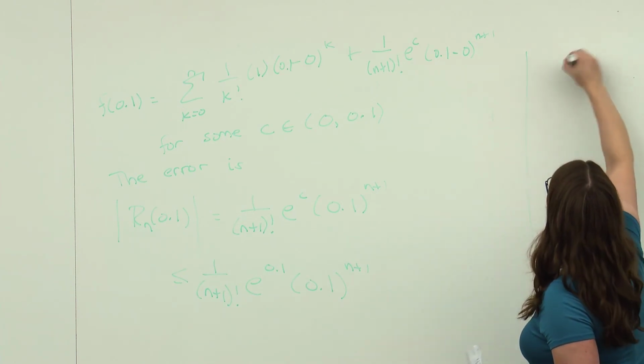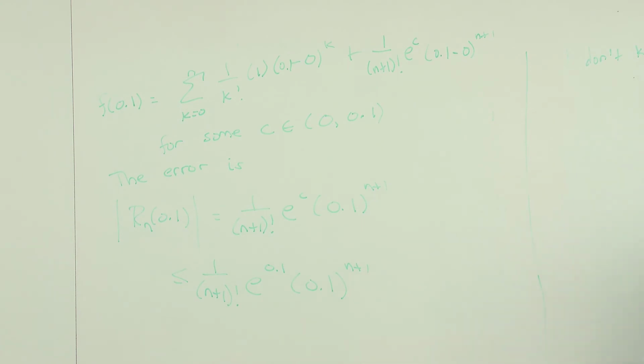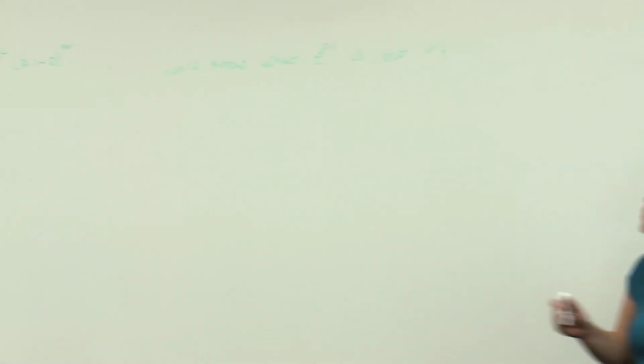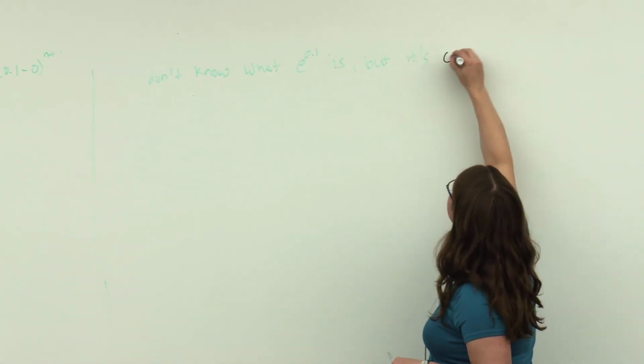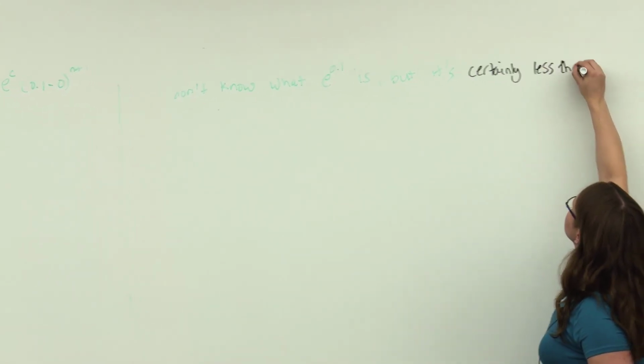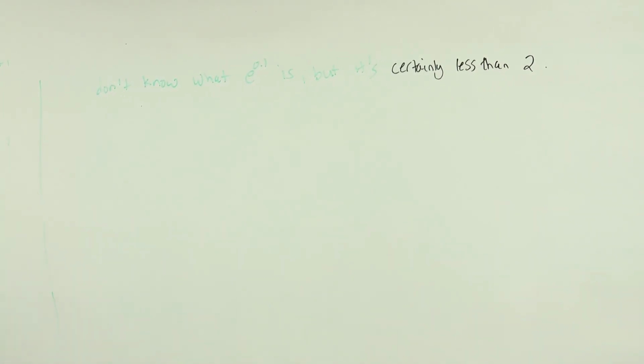All right. I don't know what e to the 0.1 is, but it's certainly less than 2, let's say. Again, if you're not confident in that, you can put in 3 or whatever. Just some number that you're confident in.